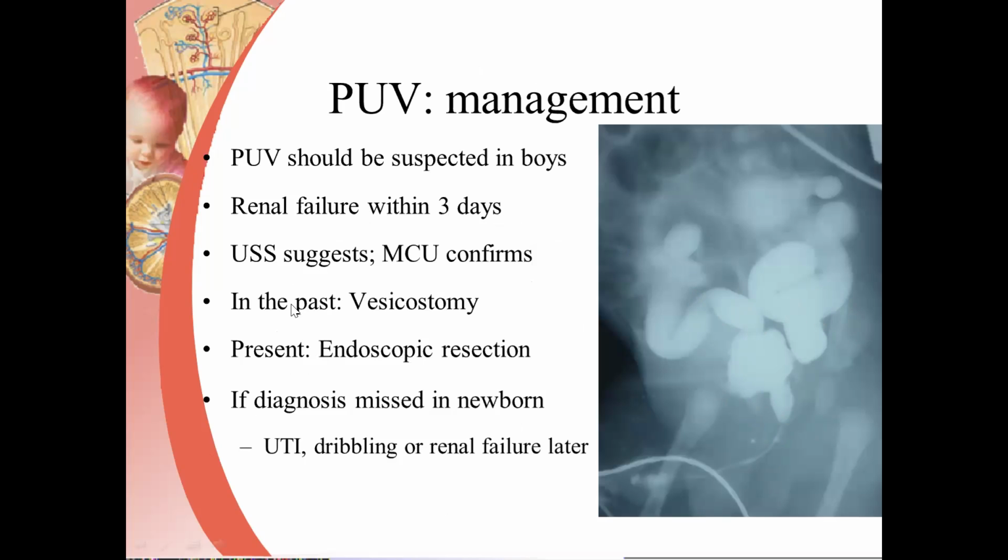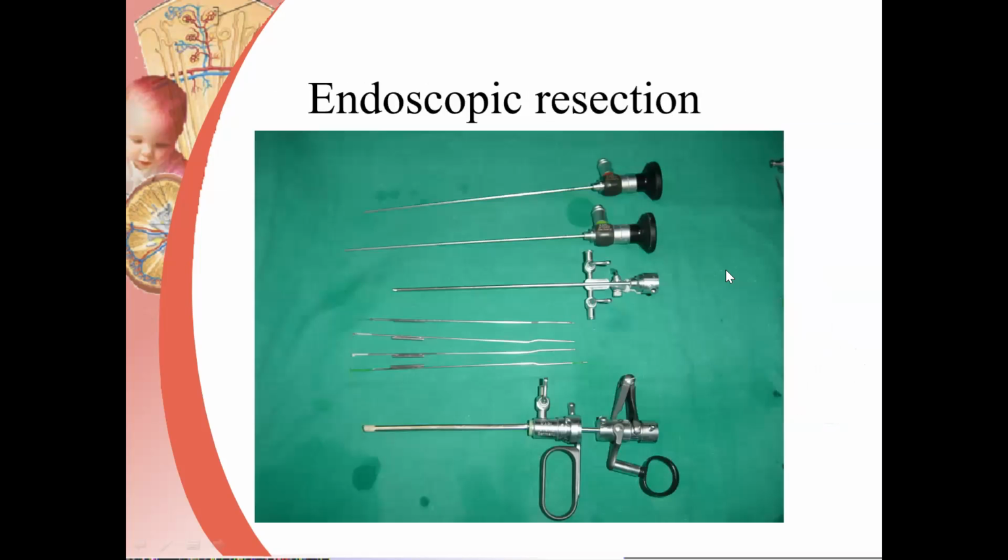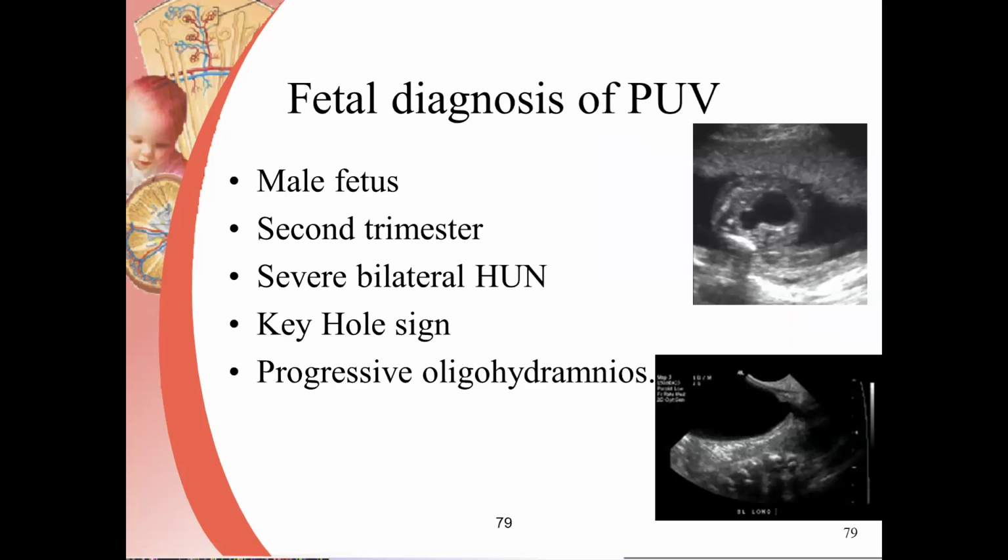So in the past, they all were diverted, vesicostomy or ureterostomy, but the current treatment is endoscopic resection of the posterior valve. So ablation, endoscopic valve ablation or fulguration, and basically the valve appears like avascular leaflets, and they are cut at 3 points, 12, 5, and 7 o'clock. And these are the instruments used for endoscopic valve fulguration.